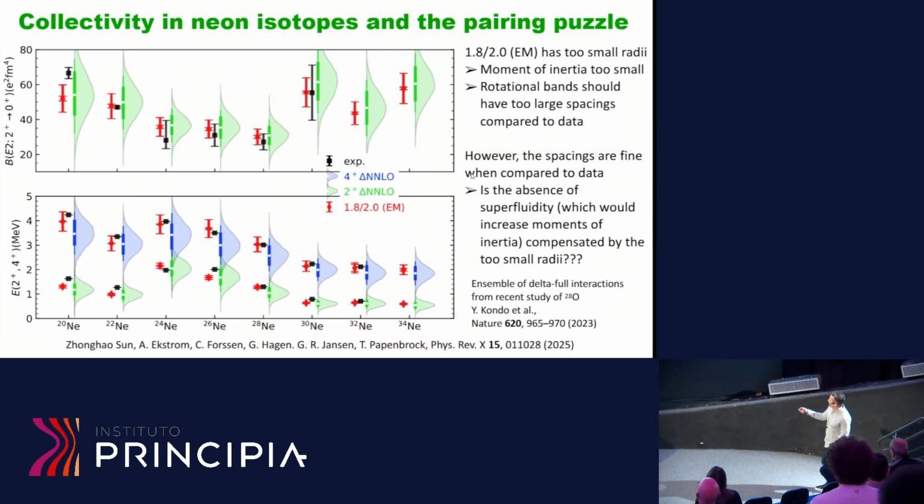And you can also see for these delta-full interactions, actually reproduce radii better than this 1.8. And you can see that we have a slightly more compressed energy spectra than we have for the 1.8/2.0 interaction. So this might be an indication of this effect.